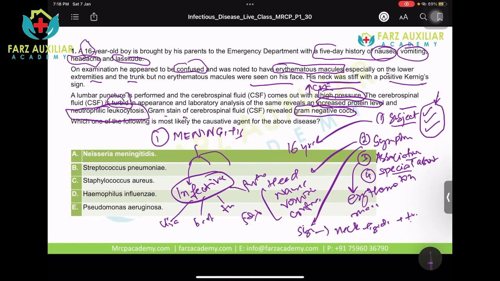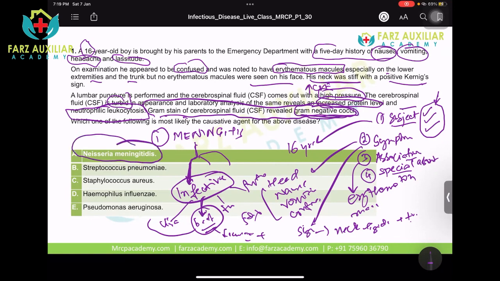Bacterial, most probably, because neutrophilic leukocytosis is there. And another thing, they have shown you that there is a gram stain positive for bacteria, gram-negative cocci. So this is meningitis, infective meningitis. In infective, it is a bacterial meningitis. And due to presence of gram-negative cocci, this is meningitis due to Neisseria meningitidis. If it was Streptococcus pneumoniae, what would be different in this question?